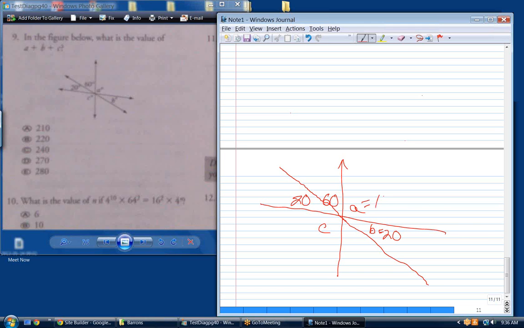Correct. And now based on the vertical angle theorem, C is what? And so C is going to also be 100. Which makes A plus B plus C 220. Correct.